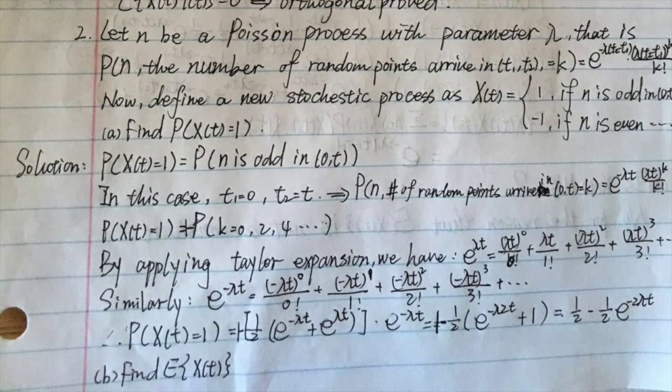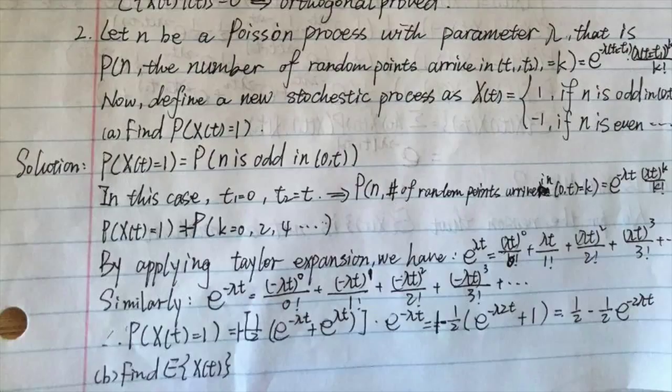Now let's look at the second problem. In part A, it asks us to find the probability that X_t equals 1. When X_t equals 1, that means n is odd in the interval 0 to t, the number of n is odd. So we need to calculate for k equals 1, 3, 5, all the odd numbers.